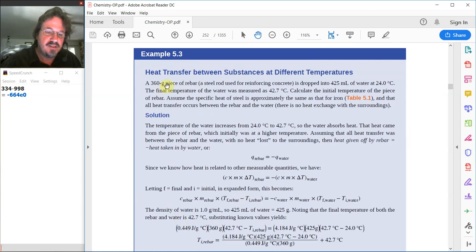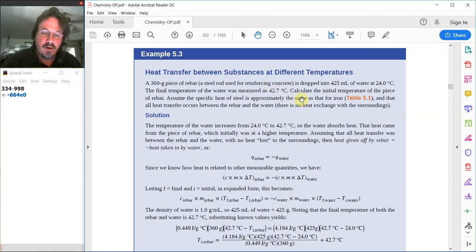All right, a 360 gram piece of a steel rod is dropped in 425 milliliters of water at 24 degrees Celsius. The final temperature of the water is 42. The rod must have been hot, right? And when it was dropped in the water, it warmed it up. Heat flowed from the rod to the water, and it kept flowing until the temperature of the rod and the temperature of the water were the same. Then it stopped flowing. Nowhere else to go.